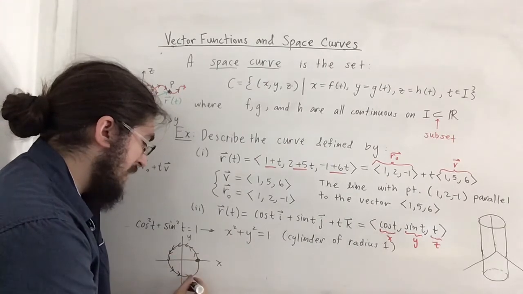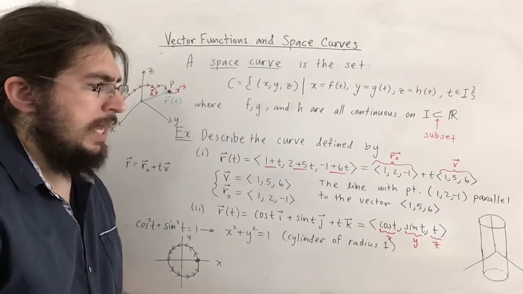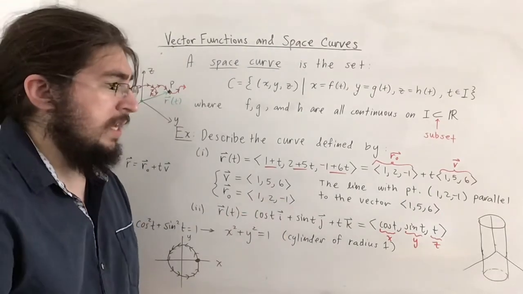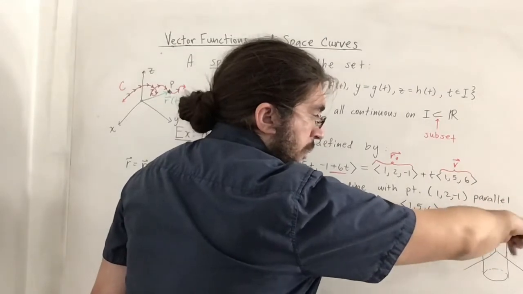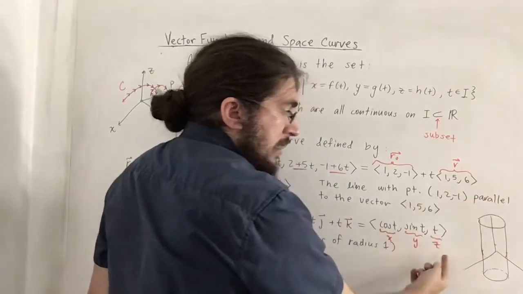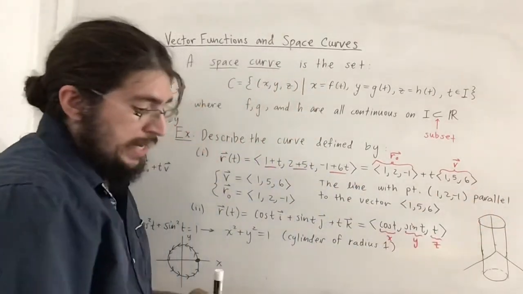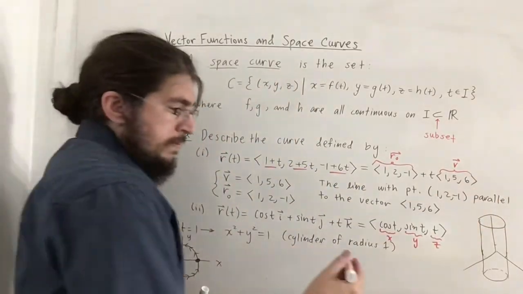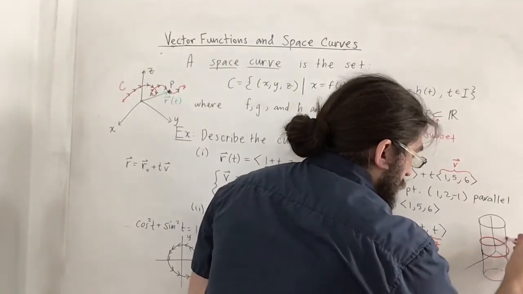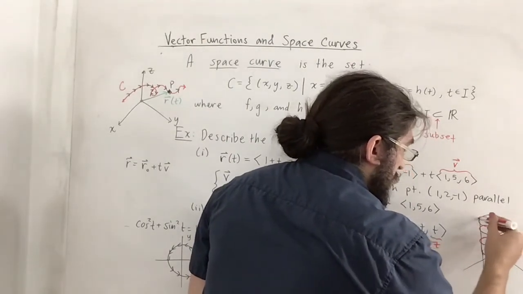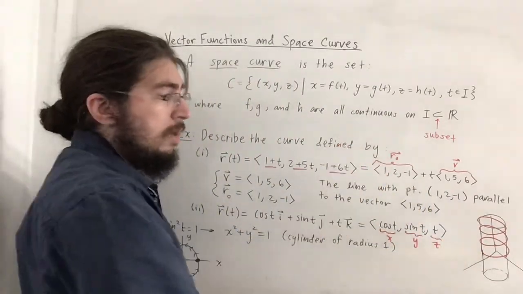In other words, as t goes from 0 to infinity, and possibly even from negative infinity to infinity, we're basically having the point circle around the cylinder. But as t increases, since t is equal to z, z will increase. So we end up getting this kind of strange shape that you probably have seen before, that actually lifts up and traverses around the cylinder in a counterclockwise fashion.